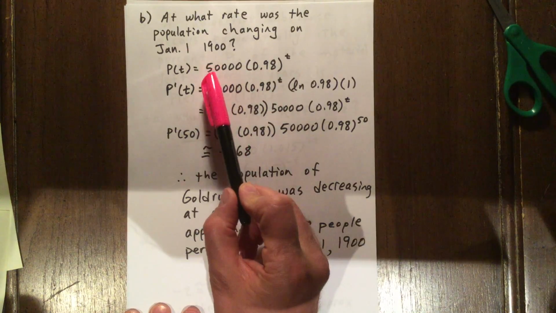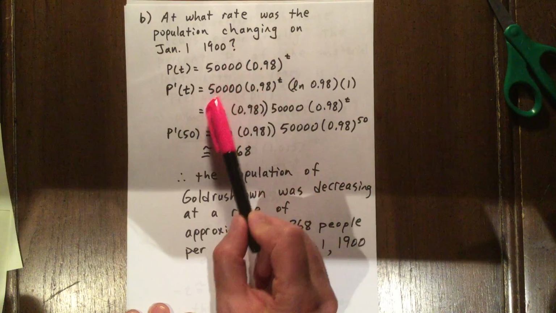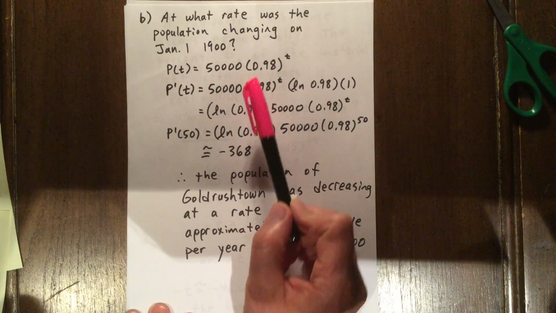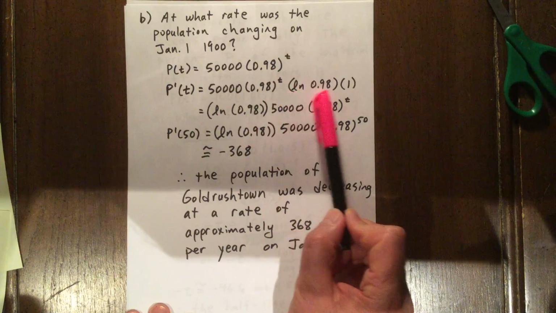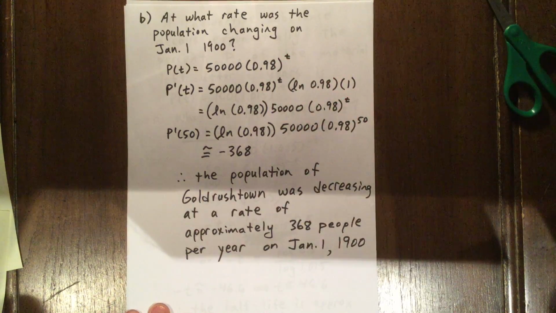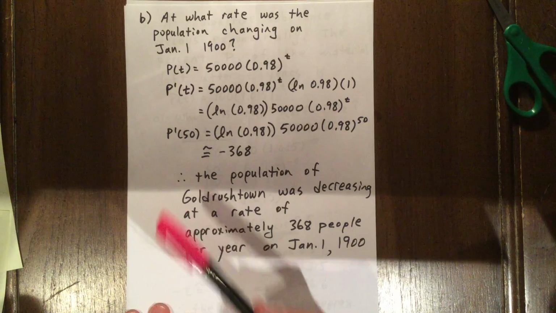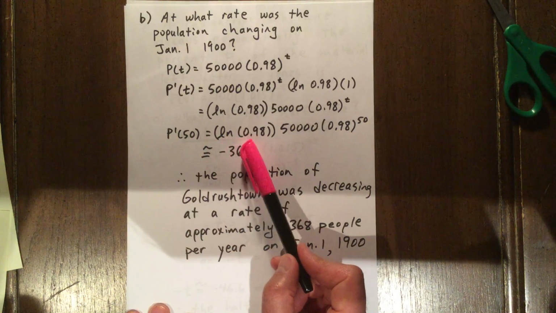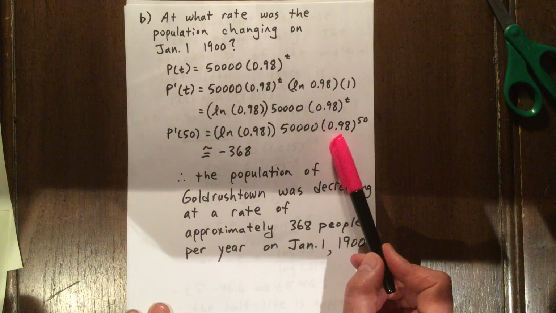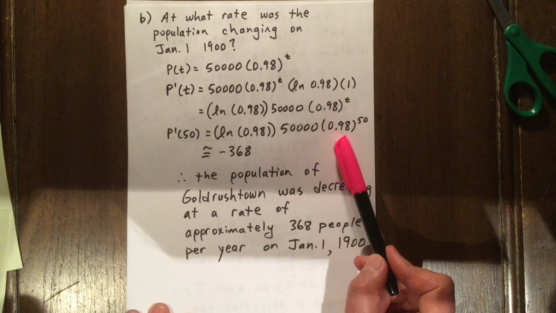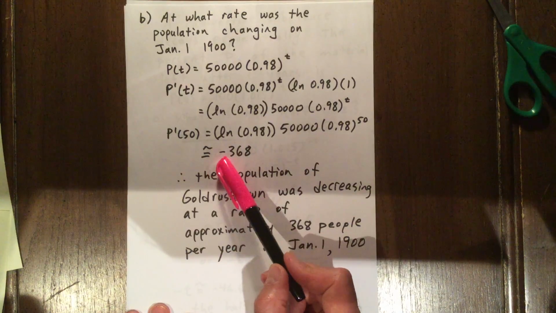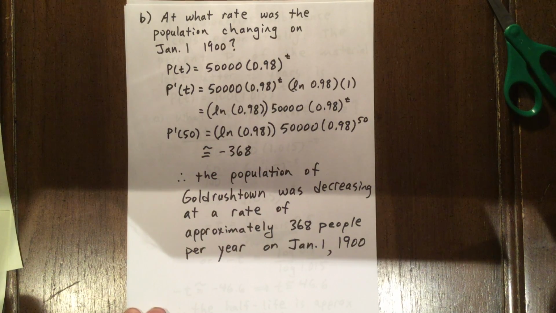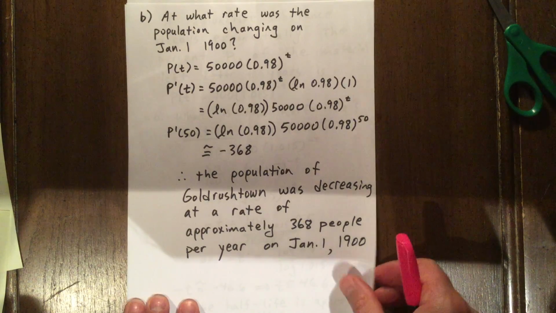Let's find the derivative. Well, to find the derivative, it's just the original function, just like it is, times the natural logarithm of the base, times the derivative of the exponent. When we plug in a value of 50, we get the ln of 0.98 times 50,000 times 0.98 to the exponent 50. And the answer is negative 368. So what that means is the population is decreasing at a rate of approximately 368 people per year on that date, January 1st, 1900.